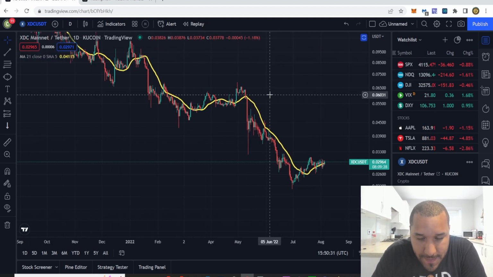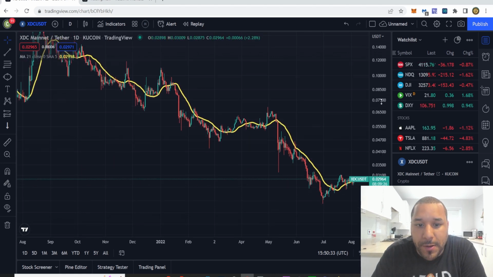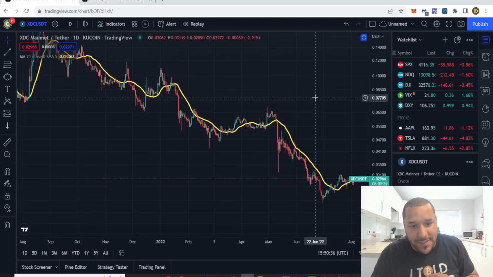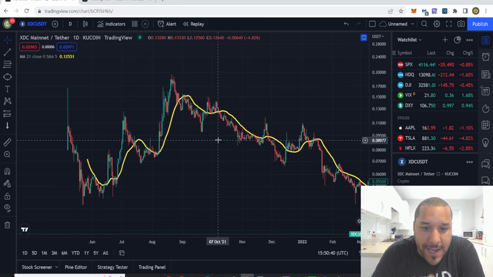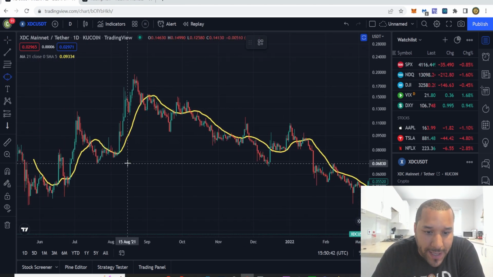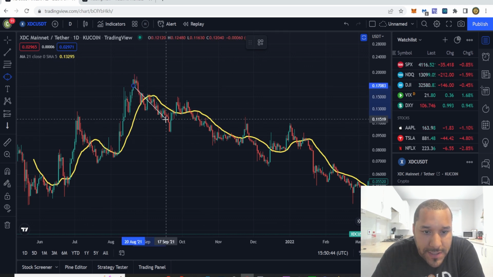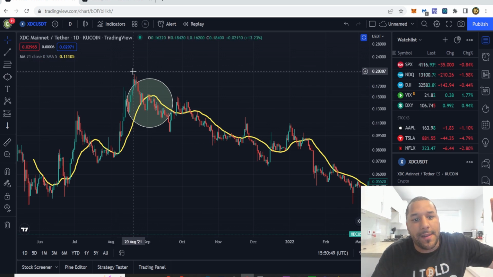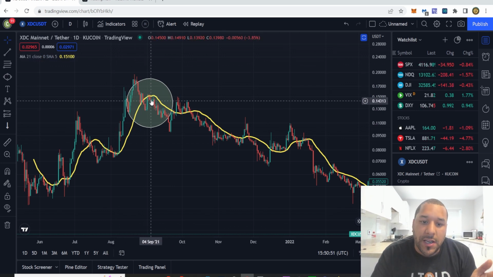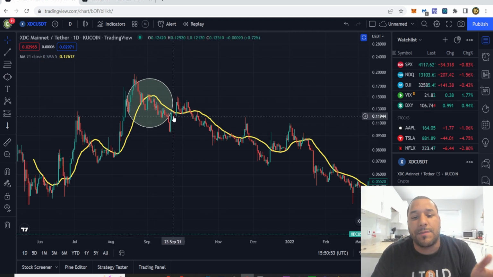As you can see, this line is powerful because it works as support and resistance. What do I mean? Every time you've seen the price break this yellow line, let's go right back here to 2021, whenever you've seen the price of XDC break this 21 line and come below it, it usually holds it as resistance and finds it hard to break above.